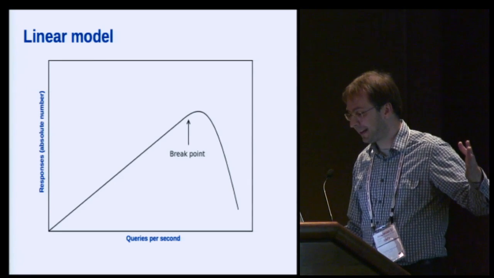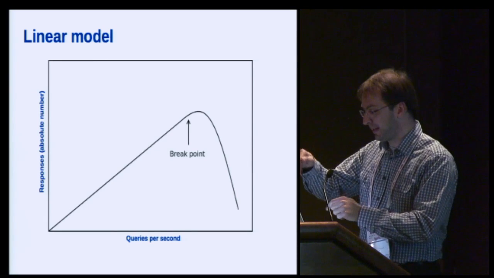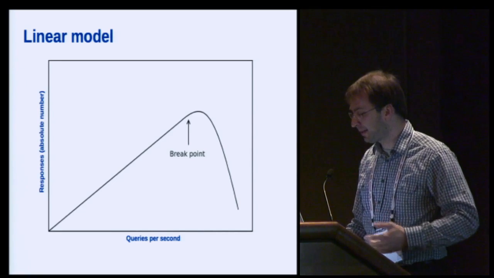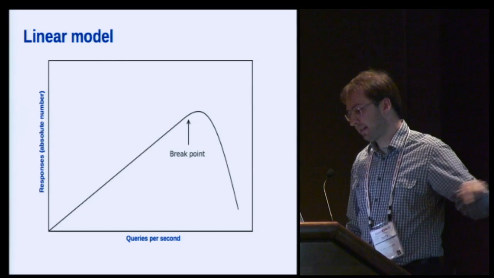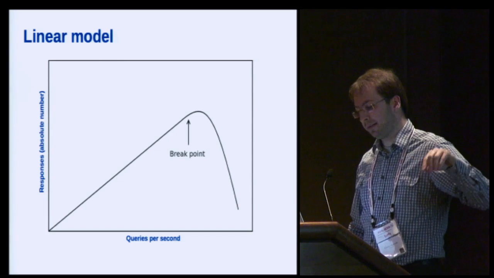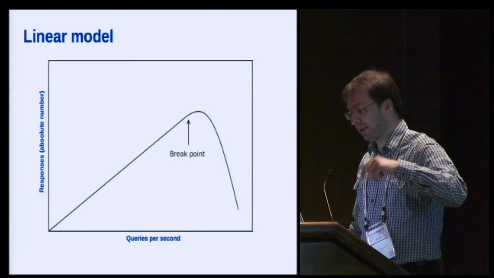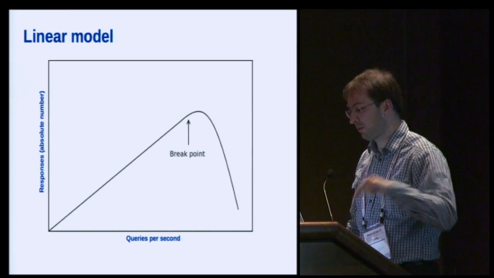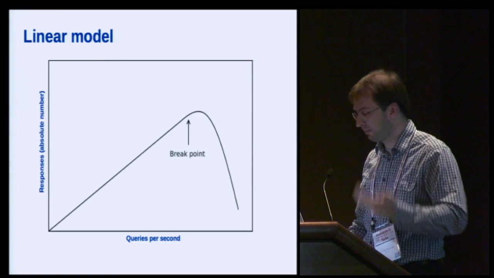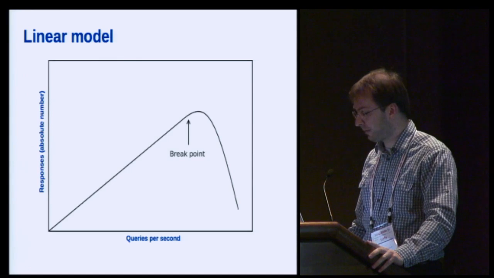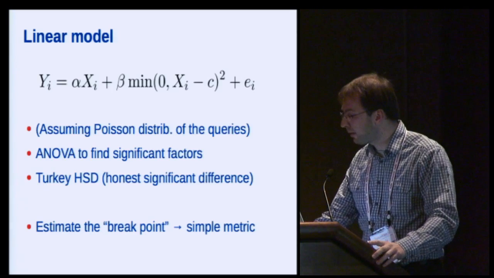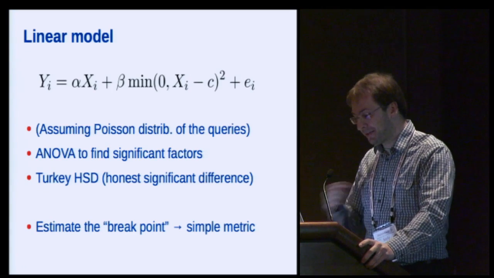So we devised a linear model like this, and again this is quite a dramatic version, because on the right side the downslope is usually not that steep. It has a longer tail, but this is the basic idea: the absolute number of responses is linear in terms of queries per second up to some point when the server gets saturated and starts dropping packets or dropping queries, and since then the performance goes down. So the linear model is like this, or this is the mathematical expression of the same thing.